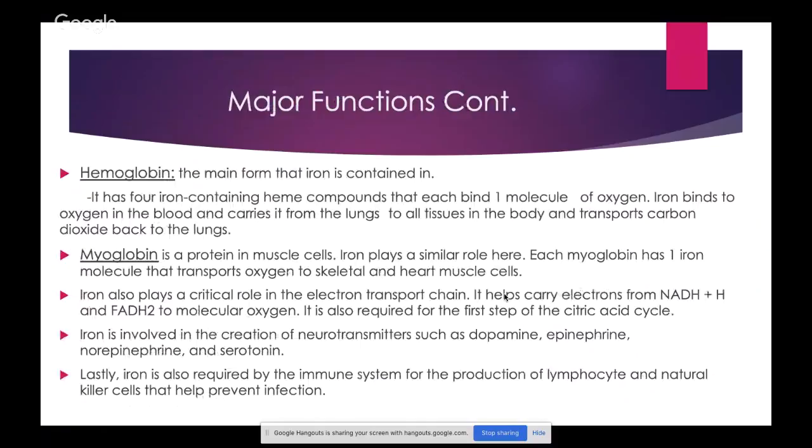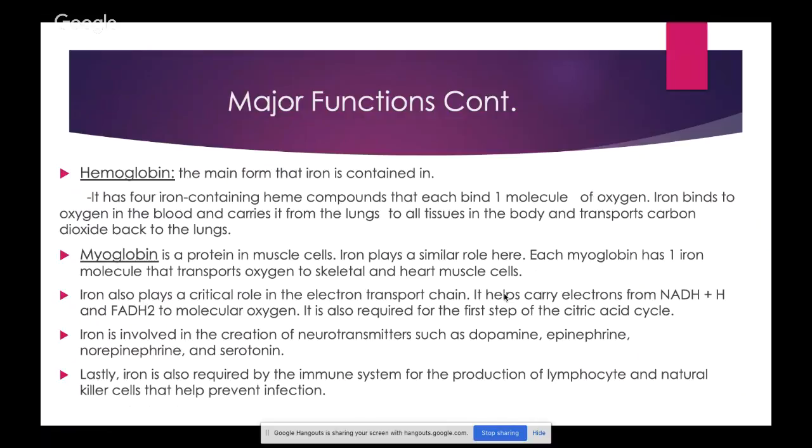Major functions continued. So we'll go in depth a little bit more here in hemoglobin. Hemoglobin is the main form that iron is contained in. It has 4 iron-containing heme compounds that each bind 1 molecule of oxygen. And iron binds to oxygen in the blood and carries it from the lungs to all the tissues in the body and transports carbon dioxide back to the lungs where we exhale and get rid of that.